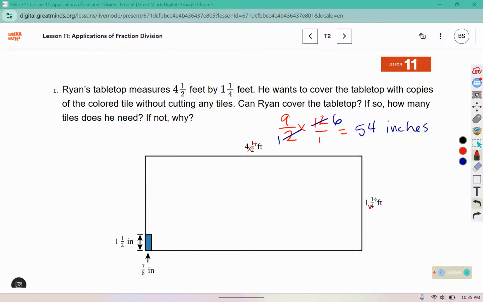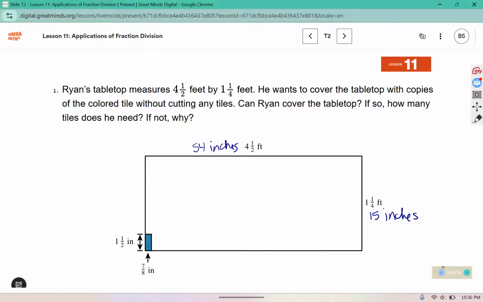1 times 4 is 4, plus 1 more makes 5/4. Again, there are 12 inches in a foot. We can divide out the 4, and 4 fits into 12 3 times. 5 times 3 is 15. I'm going to clean this up just so we have a little bit more room to work on the next steps.